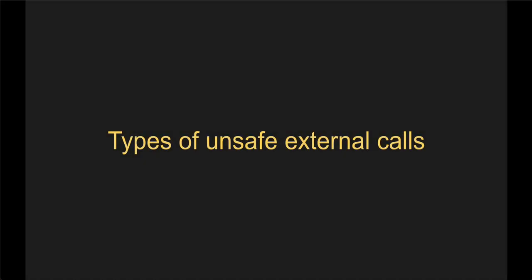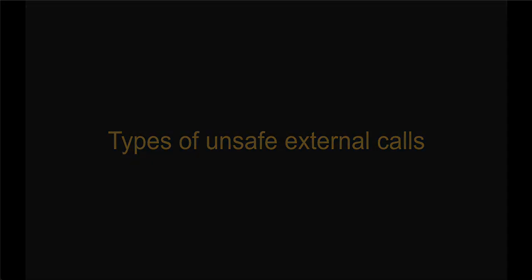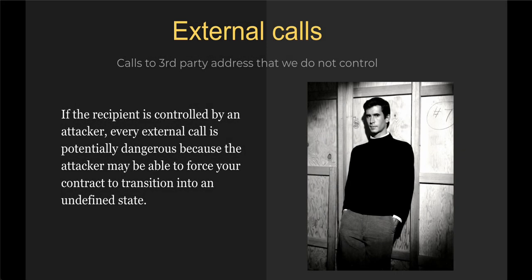Before we dive into that, we first need to understand what an external call in a smart contract really is. Well, it's a call to a third-party address that we do not control, meaning that if the recipient is controlled by an attacker, every external call is potentially dangerous, because the attacker may be able to force your contract to transition into an undefined state. So what does it mean really?